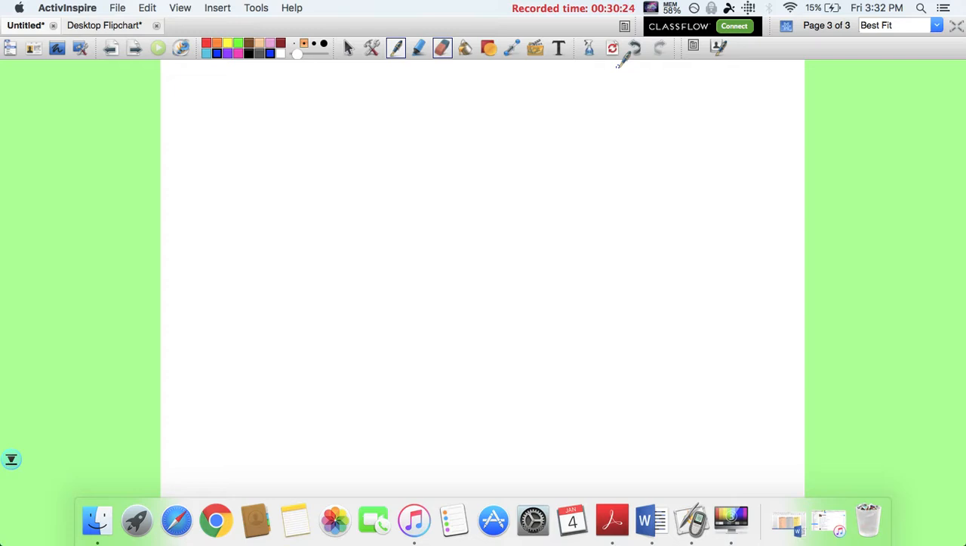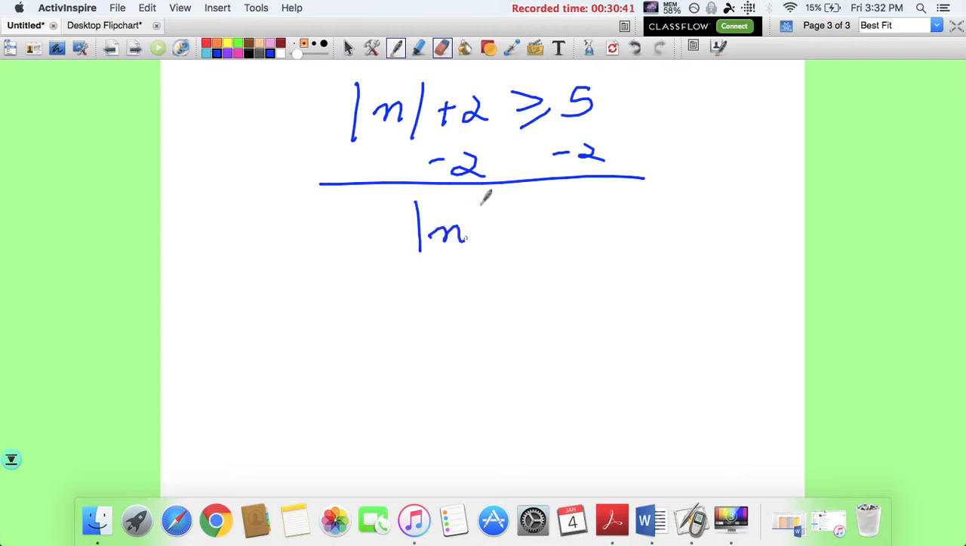Last one. Don't you cry. 5 and 6. Okay, so 6. Oh, all the easy ones. The absolute value of n plus 2 greater than 5. Let's isolate by minus 2, and we get that the absolute value of n is greater than 5. When is the absolute value of anything greater than 5? So this is an OR.